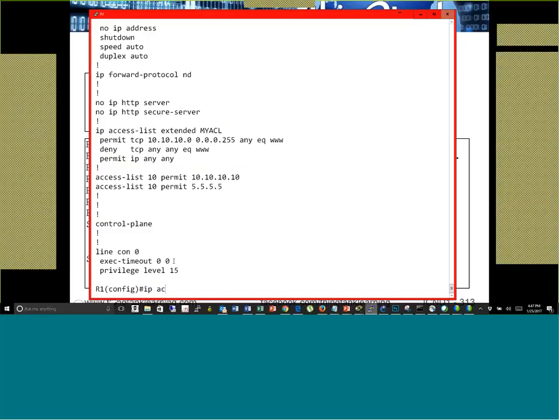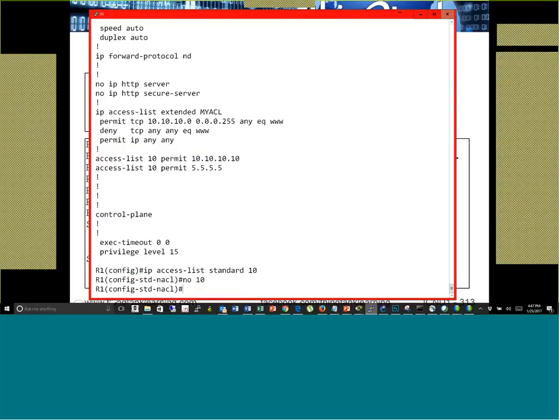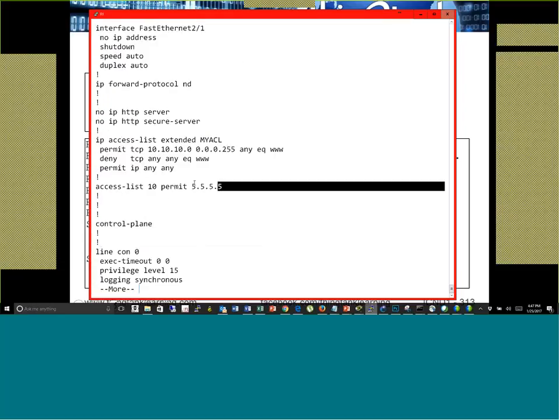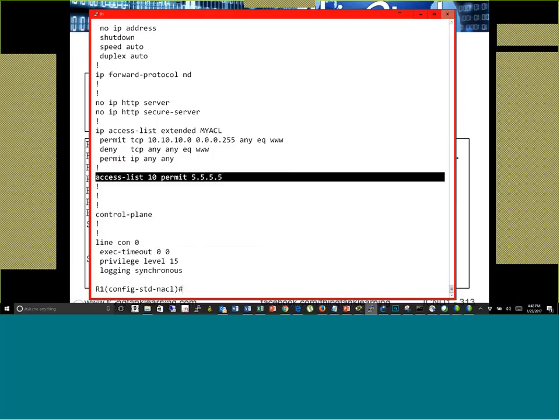But guess what? I can go IP access-list standard 10, no 10. Do show run. Now I remove the first line of that access list. So even if you've created your ACLs using the standard method, the old method, you can manage them using the new method. It's kind of interesting.